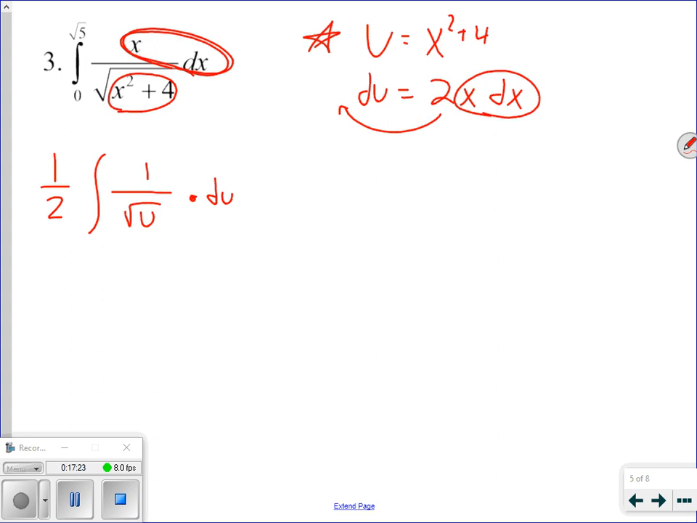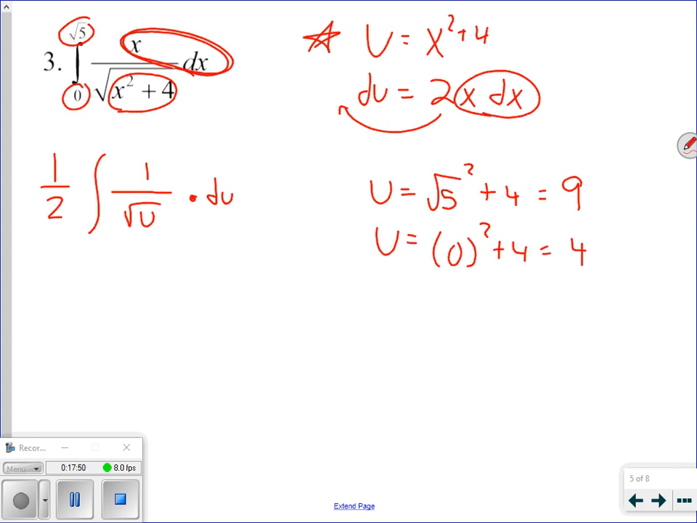The only other thing I like to do is, since we're doing a definite integral, I don't want to go back to x at all, so I'm going to put these bounds into u bounds by using my u equation. I'm going to say u equals the square root of 5 squared plus 4 to get my upper bound, which would just be 9. And I'm going to plug in the lower bound 0 for x to get my lower bound, which is 4. Okay.